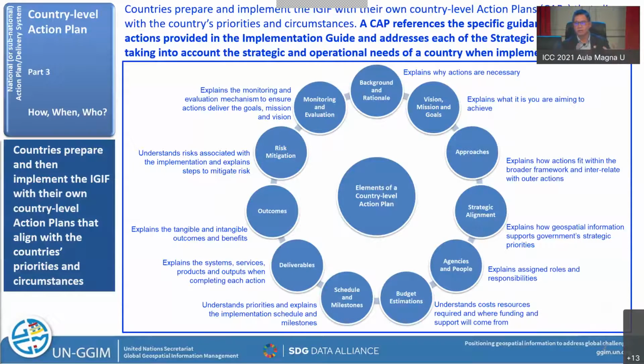Part 1 and part 2 are there because countries prepare, design, and develop their own country level action plan. Very importantly, it must align to their national priorities and national circumstances. If you go through the implementation guidance, it is there. When you develop your action plan and implement the IGIF, you need to consider your situation, your context, your circumstances, and very importantly, what are your national priorities?